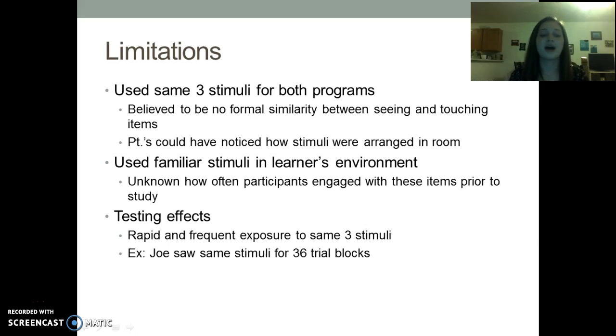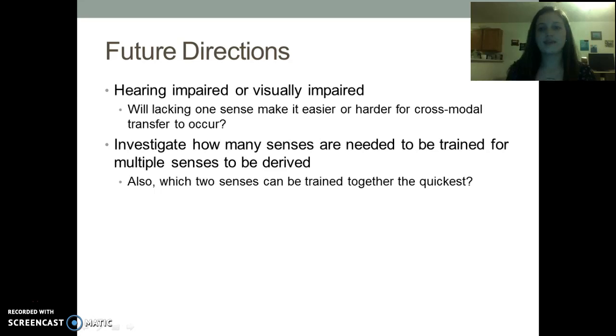And then finally, the testing effects. Joe saw the same stimuli for 36 trial blocks, so with the frequent exposure to the same 3 stimuli, there's possible testing effects that could have explained our results. Finally, some future directions could include looking at the hearing impaired or visually impaired and just seeing if maybe since they lack 1 sense, it's easier or maybe even harder for the cross-modal transfer to occur. And then next, we should maybe investigate how many senses are actually needed to be trained in order for multiple senses to be derived, which could also include which 2 senses can be trained together the quickest.